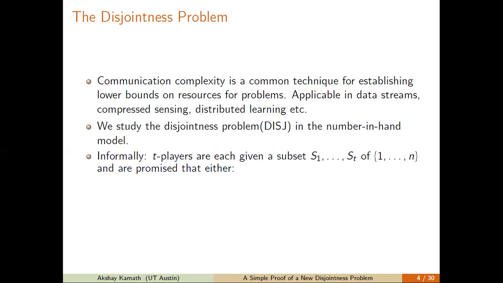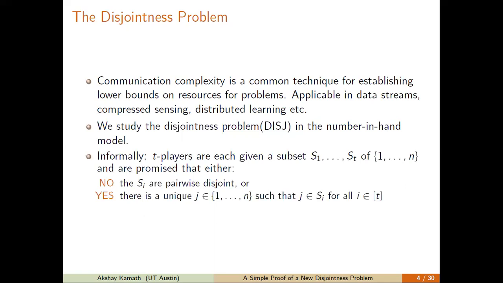Informally, in this problem, there are t players, each of whom receives a subset of the indices 1 to n, and these players are promised that these subsets lie in one of these two cases. In the no case, the subsets are pairwise disjoint, and in the yes case, there exists a unique element from 1 to n that belongs to all of these subsets. The players are expected to communicate with each other in a communication protocol and distinguish between both of these cases with some error probability.